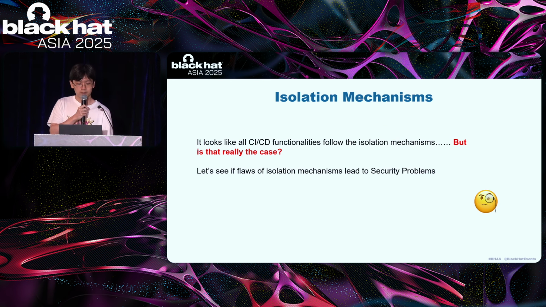So it looks like all CI/CD functionalities follow the isolation mechanisms. So server does server's job, and worker does worker's job. But is that really the case? So let's see if flaws of isolation mechanisms lead to security problems.